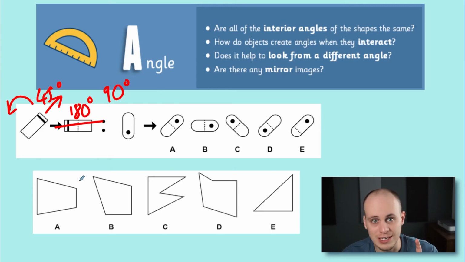The second one is really important to me. This is one of my favorite questions that we have in our mock test, and a lot of children struggle with this. And it goes to this first one here. Are all of the interior angles of the shape the same? So you're looking for an odd one out here. Have a look for a second. Pause the video if you want. There's an odd one out. Which shape is the odd one out? Most people get this wrong. I'm going to reveal to you the answer.